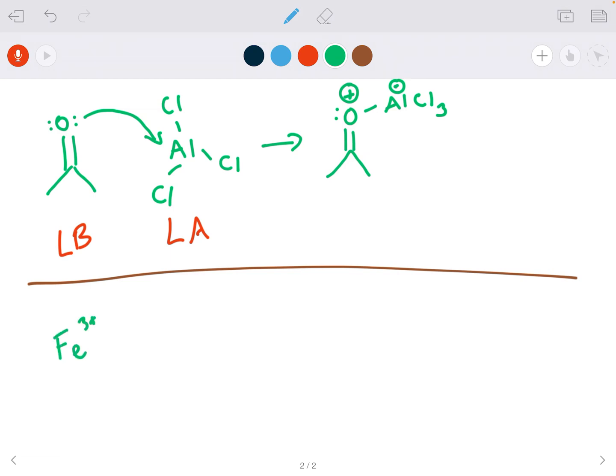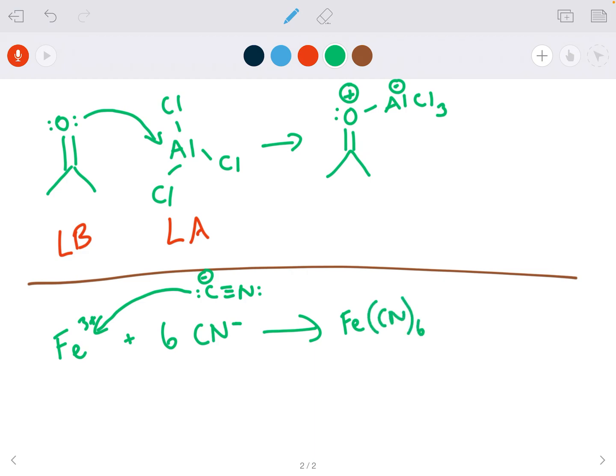So in this example, I've just got iron 3 plus, and I react that with 6 cyanides. So the structure of cyanide is that. The lone pair from the carbon comes in and bonds with the iron, and what I end up getting here is Fe(CN)6 3 minus. In this case, the iron is the Lewis acid because it's accepting that electron pair from the Lewis base, which is the cyanide.